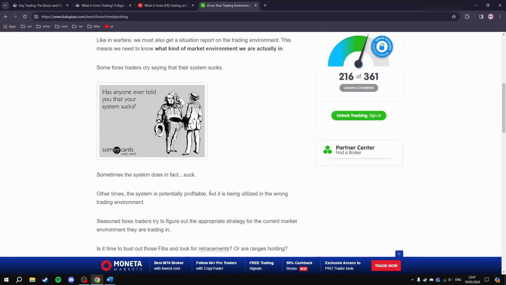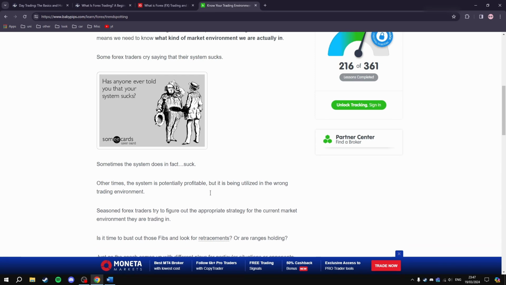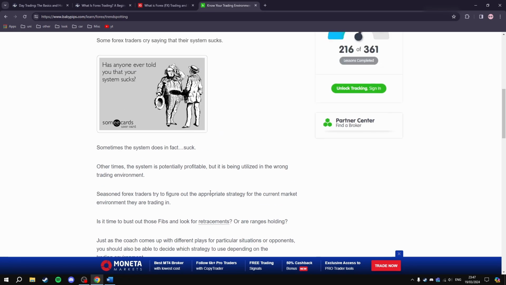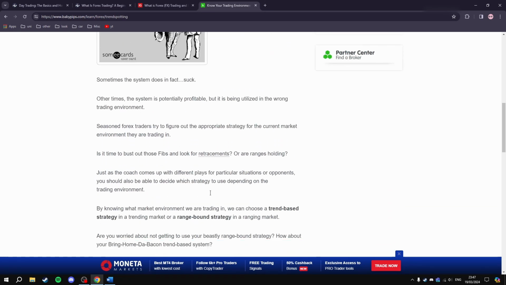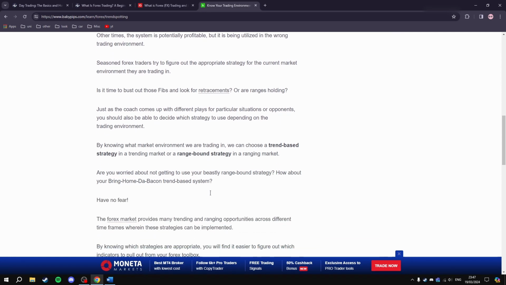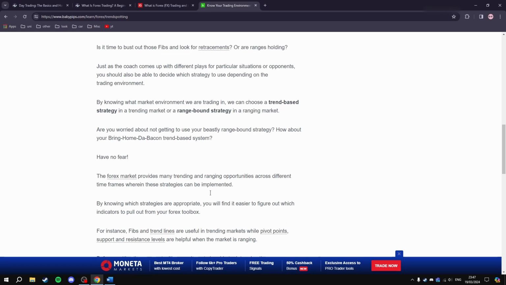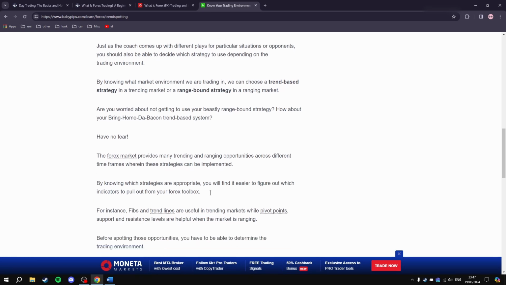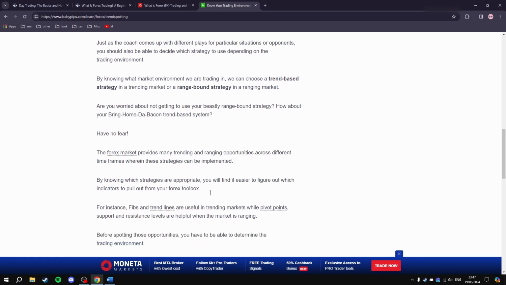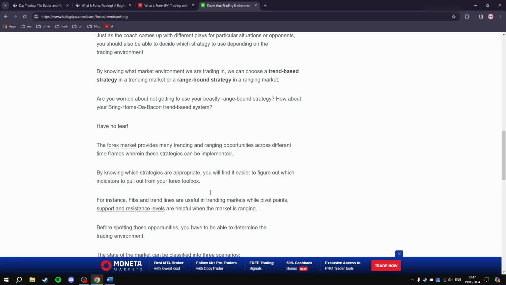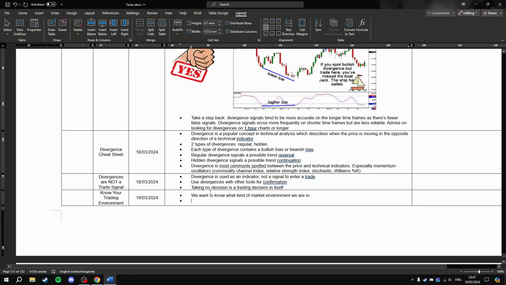Some Forex traders cry saying that their system sucks. Has anyone ever told you that your system sucks? Sometimes the system does, in fact, suck. Other times the system is potentially profitable, but it is being utilized in the wrong trading environment. Seasoned Forex traders try to figure out the appropriate strategy for the current market environment they are trading in. Is it time to bust out those fibs and look for retracements, or are the ranges holding? Just as the coach comes up with different plays for particular situations or opponents, you should also be able to decide which strategy to use depending on the trading environment.